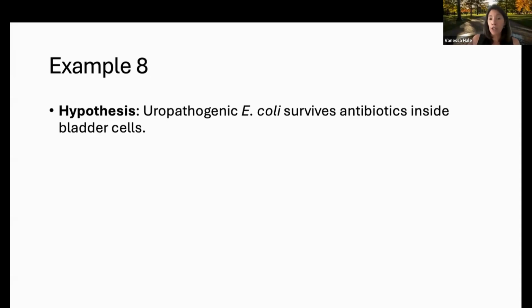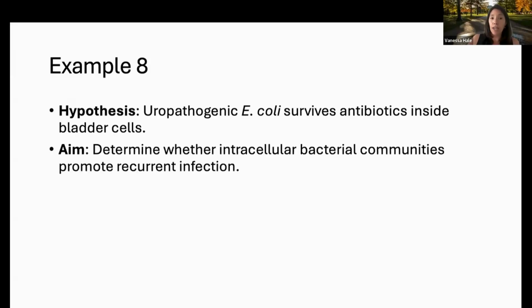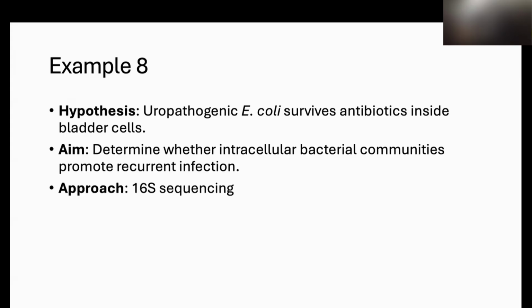Example 8, uropathogenic E. coli survives antibiotics inside bladder cells. The aim is determine whether intracellular bacterial communities promote recurrent infection. Groups 3 and 6, what are your thoughts here? I think with this one, we were saying it would be helpful for it to have an approach. It didn't have an approach in any way, or it had an approach of 16S sequencing, but it didn't explain why that was important or how exactly that experiment would answer their aim and hypothesis.